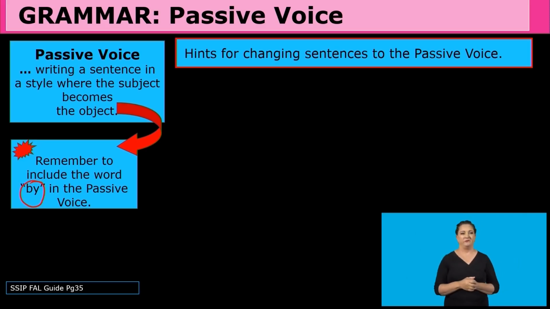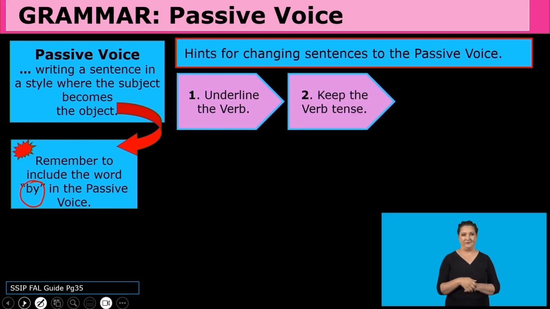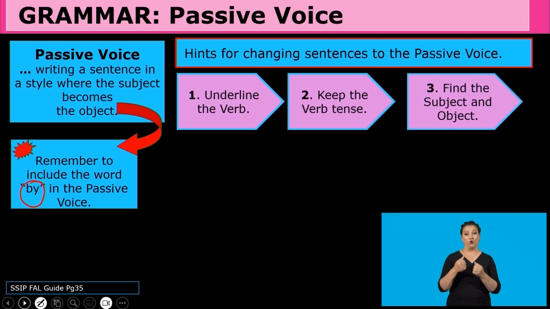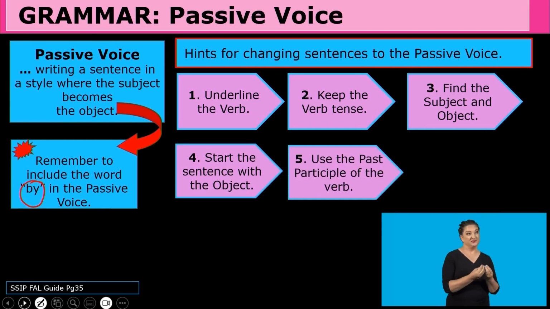So let's look at the hints for changing sentences into passive voice. Number one, first underline your verb, right? Then keep the tense of the verb. So don't change the tense of the verb when you are rewriting your sentence. Find the subject as well as the object, because remember, we want to swap them around. We want the object to become the central part of our sentence. Start the sentence with the object then. Use the past participle of the verb.